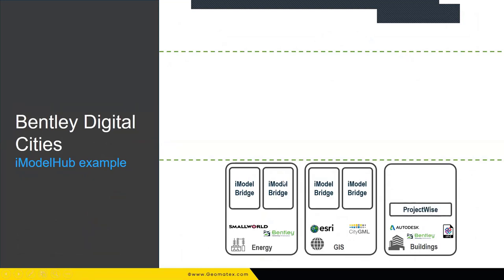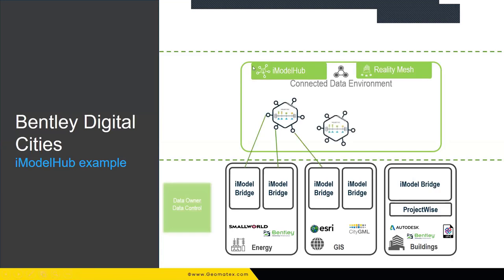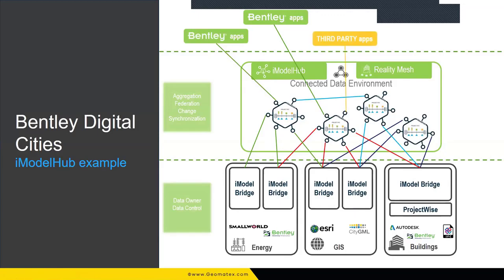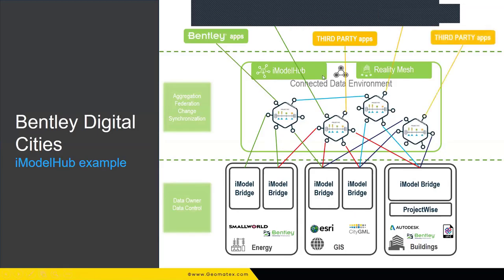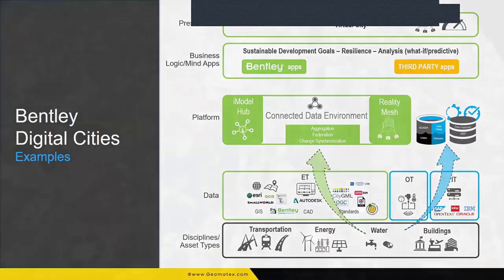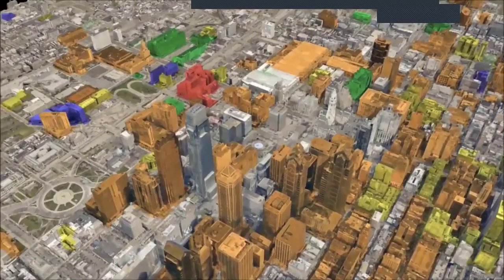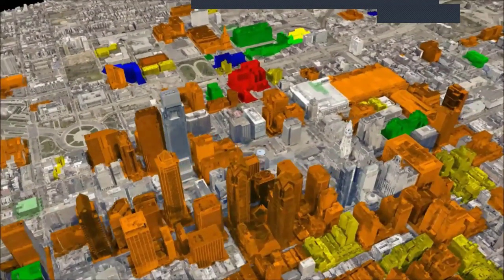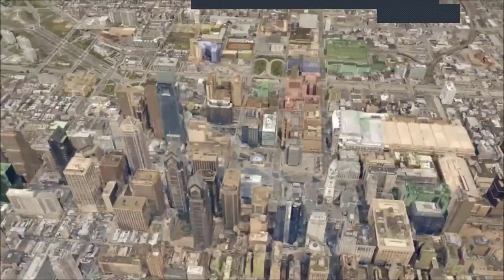We could keep the data sources in their destination, because every data owner doesn't want to share his data with the other parties, but we could study a specific area and we could access a specific layer of data after permitting this user to access this data temporarily. And at the end, we can deploy everything on the reality mesh. And of course, we can use this in the Bentley environment and also in a third-party environment. Now, we have our reality model overlaid with information and data, and we can do a different level of GIS analysis.